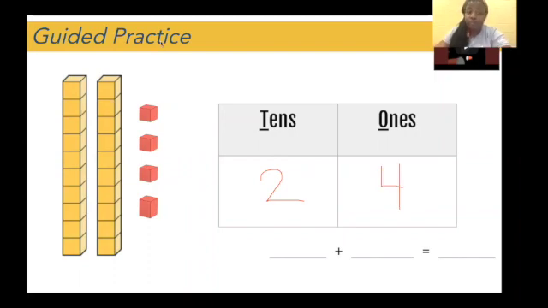All right. Here comes the tricky part. If I have 2 tens, what does that stand for? 2 tens stands for 20. So my problem is going to be 20 plus, how many 1s do I have? 4 ones. All together, 24. Perfect, perfect, perfect. Oh, you guys are killing it. All right. Gotta keep practicing.